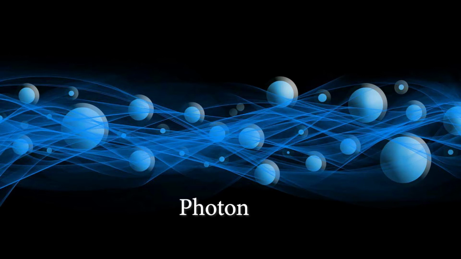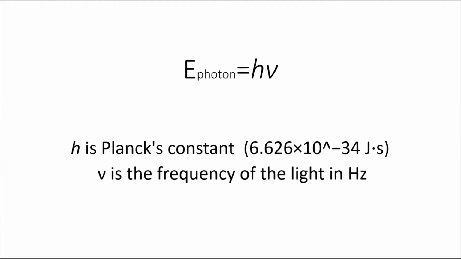Albert Einstein proposed that light sometimes behaves as particles of electromagnetic energy, which we now call photons. The energy of photons can be calculated using Planck's equation. So we have here the formula: the energy of a photon is equal to hv, where E photon is the energy of the photon in joules, h is Planck's constant, 6.626 times 10 to the power of negative 34 joule-seconds, and v is the frequency of light in hertz.